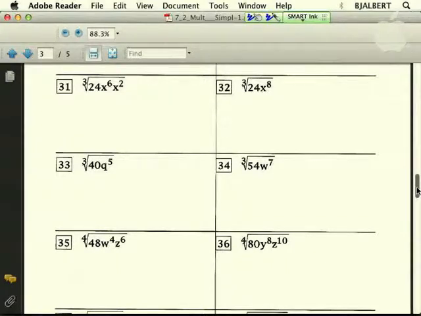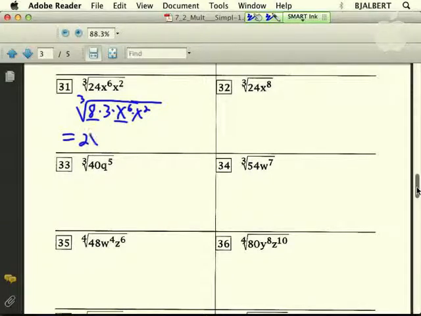The biggest cube that goes into 24 is 8, and x to the 6, x squared. Okay. So the cube root of 8 is 2. The cube root of x to the 6 is x squared. And that's going to leave the cube root of 3x squared.